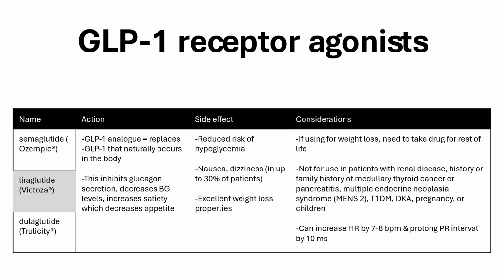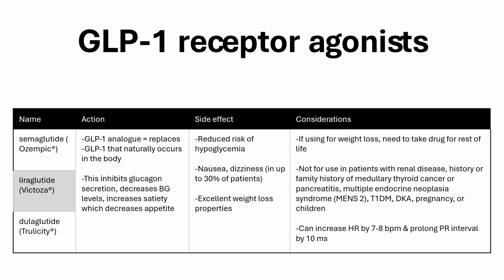It's not for use currently in patients with renal disease or a history or family history of medullary thyroid cancer or pancreatitis, or if they have MEN 2, which is multiple endocrine neoplasia syndrome. If they have type 1 diabetes, there are small trials using it with them, but currently it's not recommended. If they have DKA, if they're pregnant, or in children, it is contraindicated. And it can increase the heart rate by about 7 or 8 beats per minute, and prolong the PR interval by about 10 milliseconds.